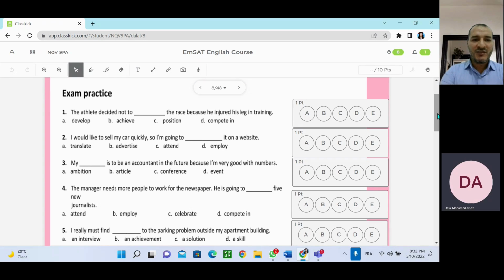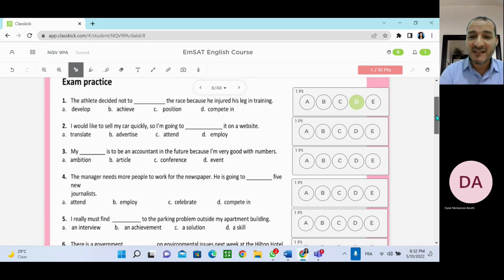Well, try doing the first one. Read it. The athlete decided not to compete in the race because he injured his leg in training. Why do we use compete and not position, achieve, develop? We need a verb, right? So how many verbs do we have here? We have A, B, C and D. So we will drop C. We say compete in the race. Click on D. Green color means this is the correct choice.